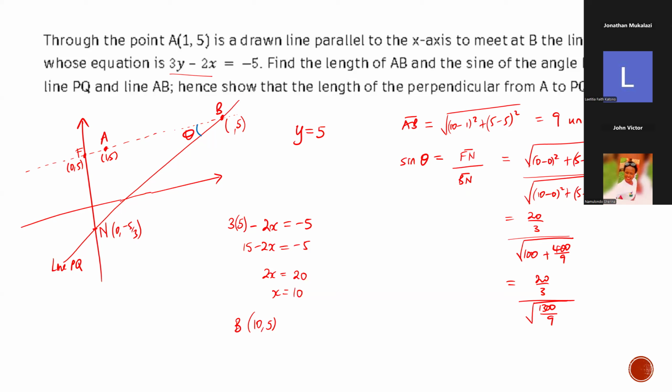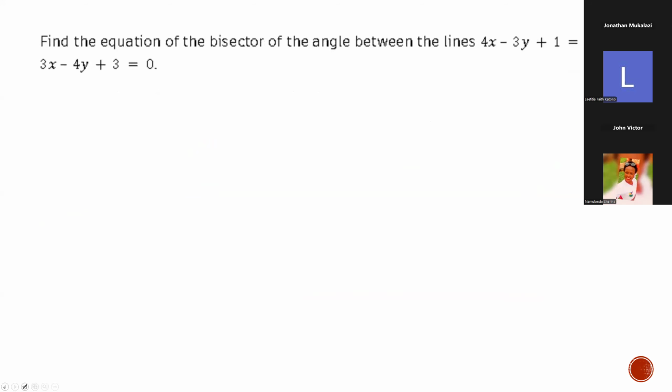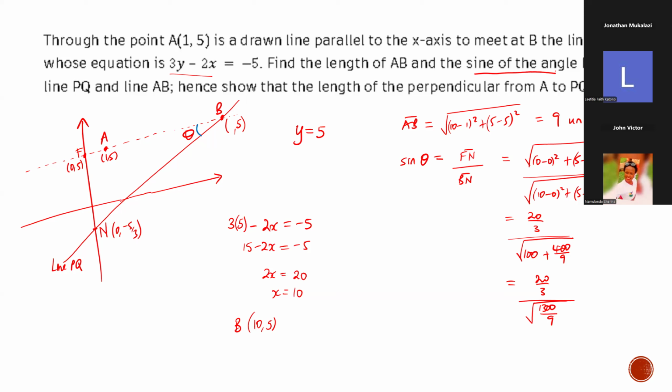You'd like to know why we used sine? The question asks for the sine of the angle, so that's why we are doing that. I hope that makes sense. And we know that sine is opposite over hypotenuse. You can clearly see that this is a right angle triangle, and the opposite of the angle theta is FN, and its hypotenuse is BN.